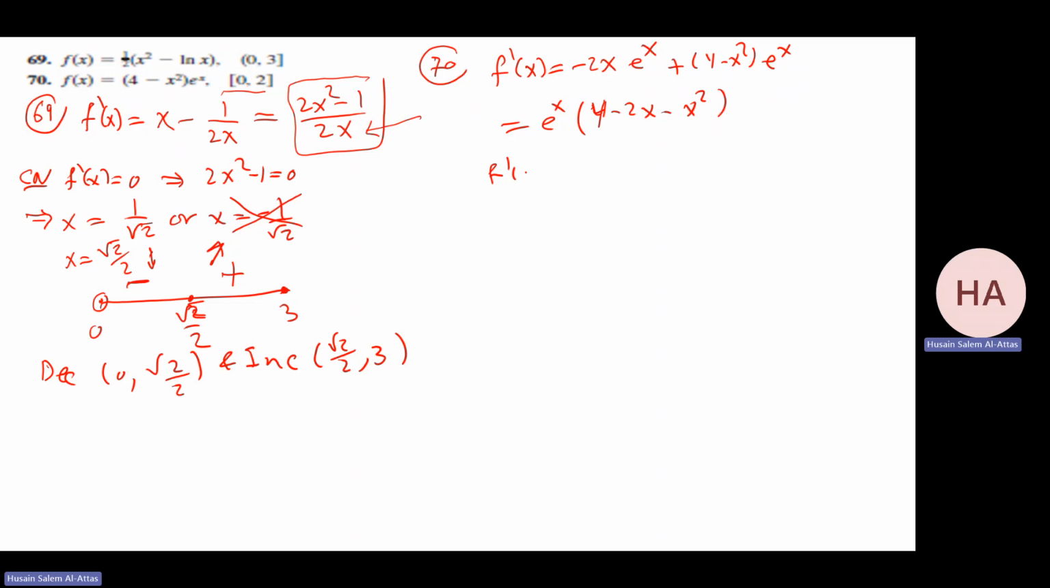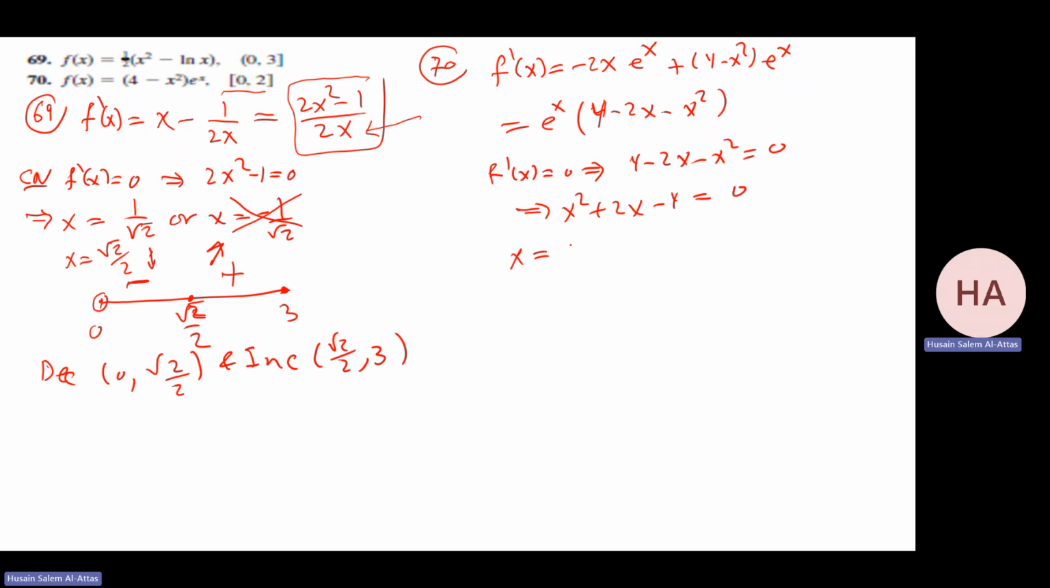So I have f prime equals 0. I'm getting this 4 minus 2x minus x squared equals 0. Okay, how to solve this? I cannot factor it, but I can solve it using the quadratic formula. So I have what? x equal minus b, which is 2. Well, let me rewrite it, it will be easier. x squared plus 2x minus 4 equals 0.